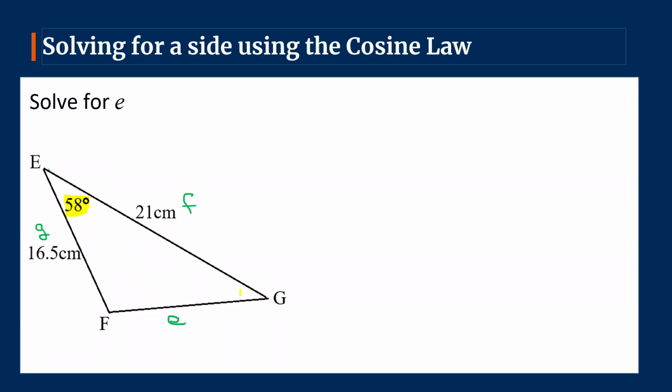However, I also don't know any of the other angles, so I can't use the sine law. I do not have E with E, F with F, or G with G. But what I do have is one angle, and I know the length of the two sides that form that angle, or hug that angle. So 58 is being hugged by little g and little f. So that means I'm going to set up my cosine law using E as the important letter. F and G are just the other letters.